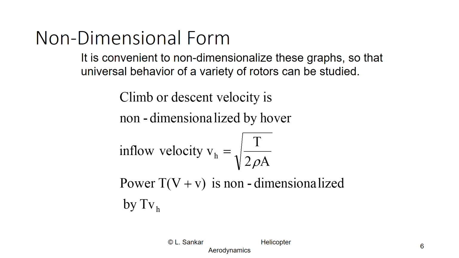In the vertical axis, we have power, which is T times capital V plus small v. So we are going to non-dimensionalize by T times v hover. Remember, T is just the weight of the vehicle because we're talking about vertical motion up and down, vertical equilibrium, so thrust equals weight. When you do that, your vertical axis will now become capital V plus lowercase v divided by v hover. H stands for hover.